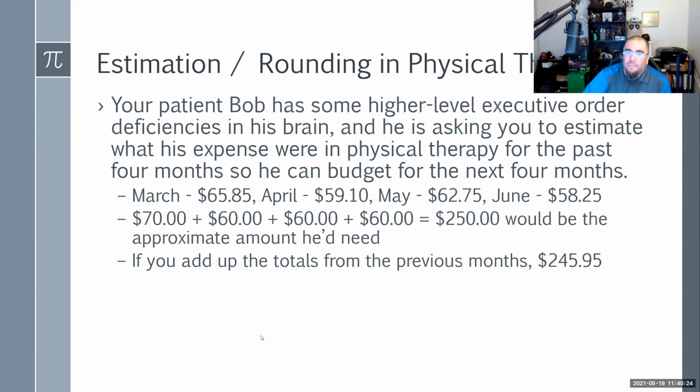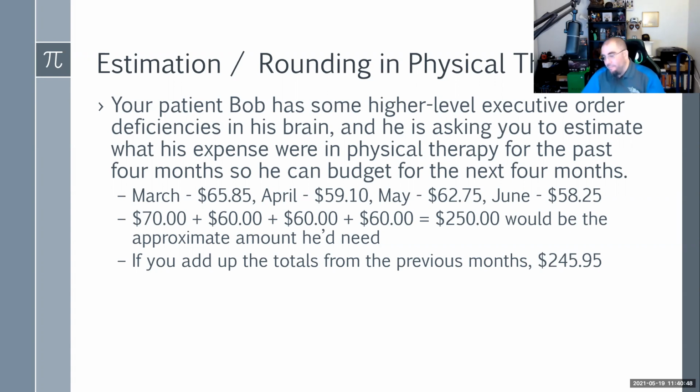So let's look at an estimation here. Your patient Bob has some higher level executive order deficiencies in his brain. That's basically saying Bob's brain is bad right now. He's probably had a brain injury, traumatic brain injury like a smack to the head, or maybe he's had a stroke. And he's asking you to estimate his expenses in physical therapy for the past 4 months so he can budget for the next 4 months.